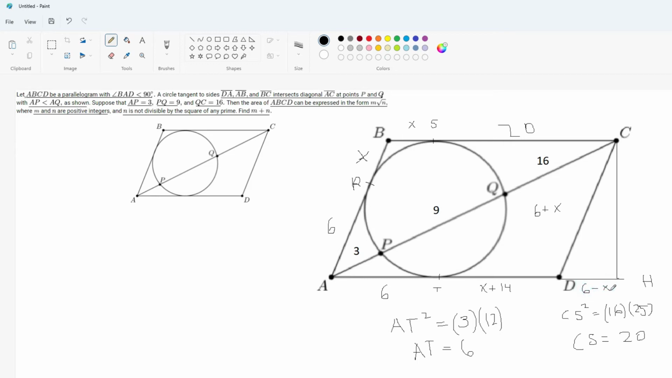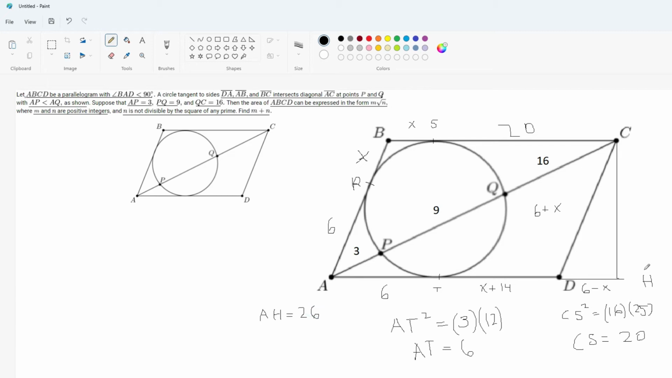As such. And now look at it. We have the entire length of A to H, because the 6, x plus 14, 6 minus x, the plus x and minus x will actually cancel. So we're actually in great shape there. We get the entire base is, in fact, 26. So we have our total length of AH to be equal to 26, which is great.